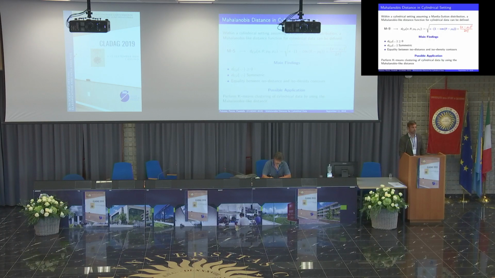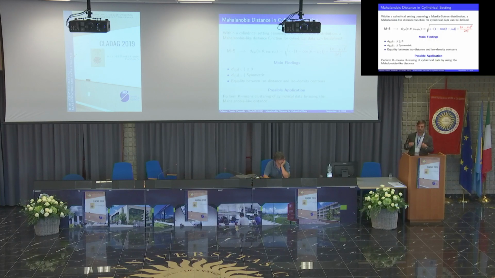So we start from the Mardia-Sutton distribution and define this distance, called the Mahalanobis-like distance, that is the sum of 2 parts: the directional part, highlighted in blue, and the linear part, highlighted in red. Our first findings are that, of course, the distance is non-negative, it's symmetric, and also we have equality between isodistance and isodensity contours.